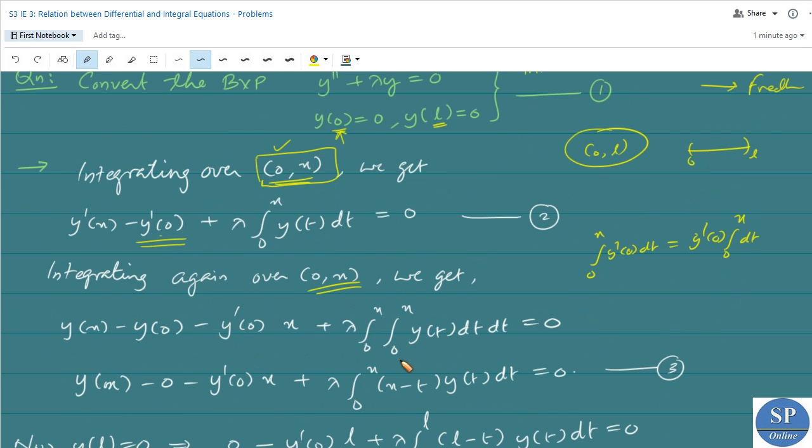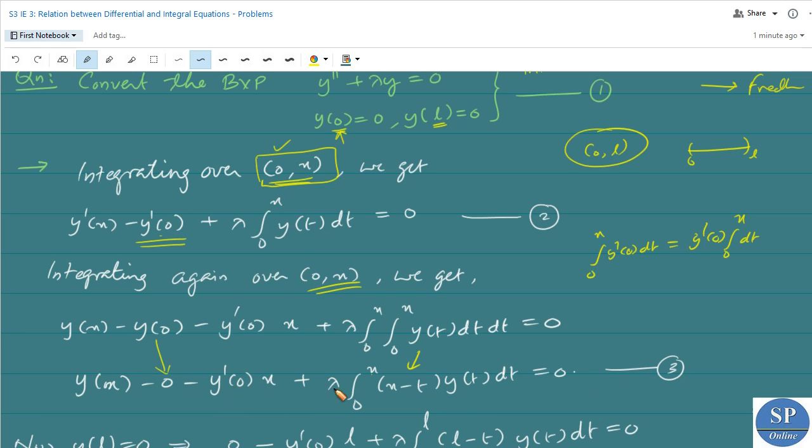So by using the replacement lemma, this can be written as the integral 0 to x of (x minus t) into y of t dt. And we are given the boundary conditions. The first boundary condition is y of 0 equal to 0, so we can replace that here. And now this is our integral equation: y of x is equal to x into y dash of 0 minus lambda into the integral 0 to x of (x minus t) y of t dt.